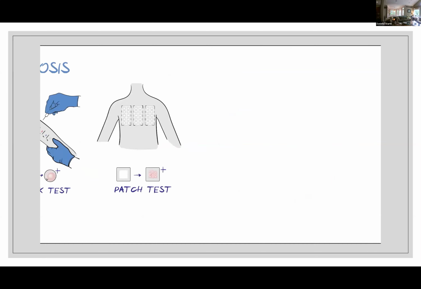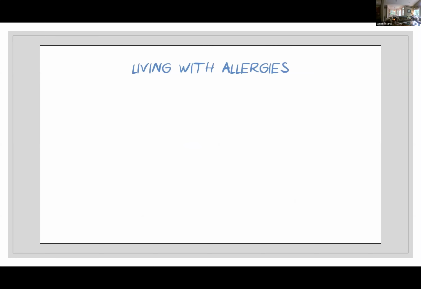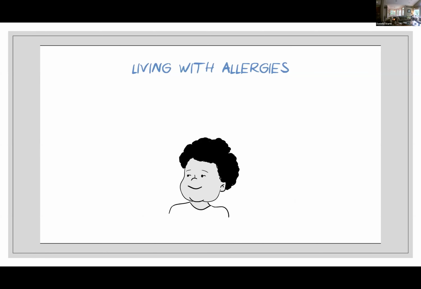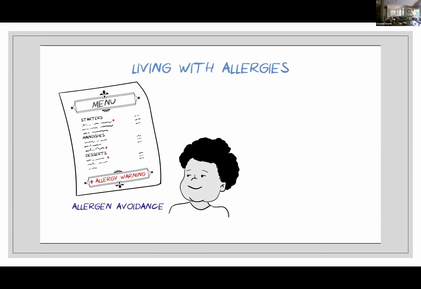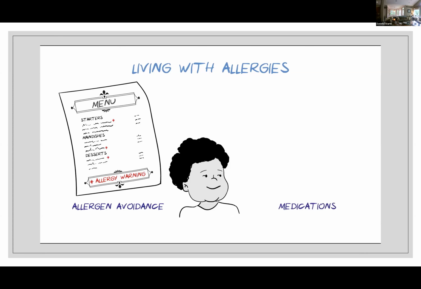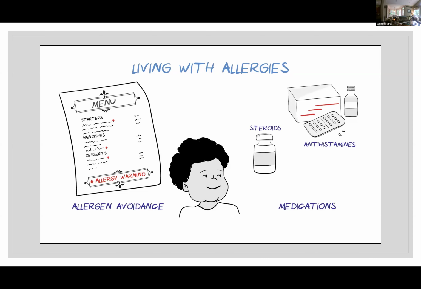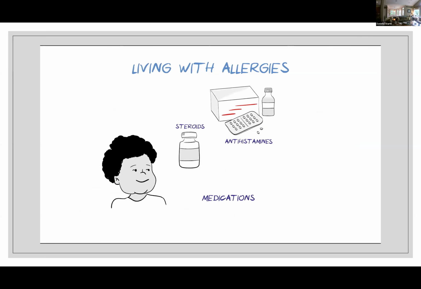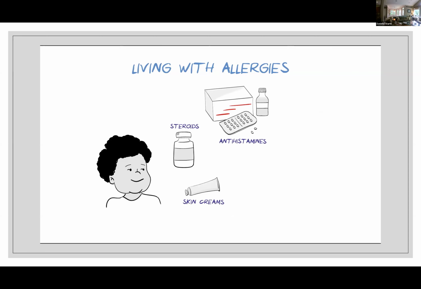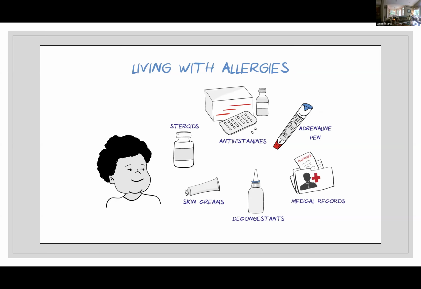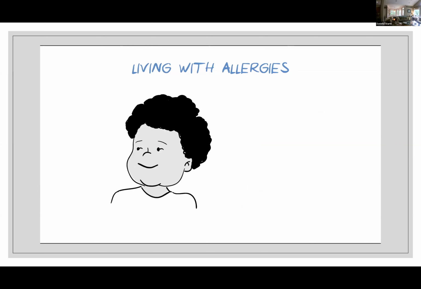If an allergy is diagnosed, there are many ways of reducing its impact. Firstly, it is important to try to avoid the allergen as much as possible. Medications are also available to help with symptoms. Antihistamines and steroids directly dampen down the allergic response. Other medications can provide symptom relief, such as skin creams or decongestants. If an adrenaline pen is prescribed, it should be carried at all times, as it's not always possible to avoid allergens. It's also important that allergies are recorded on your medical records. Some allergies can also be cured through immunotherapy.